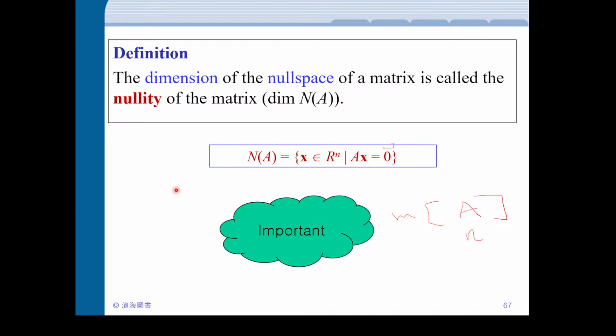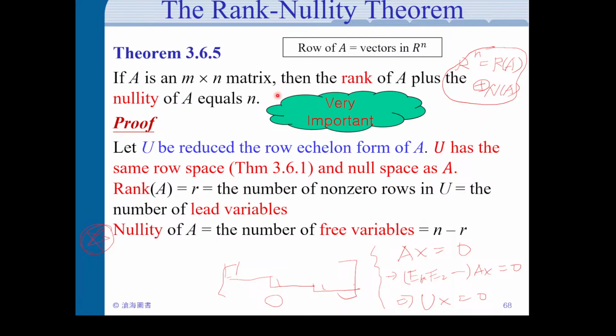Okay. And what's nice about nullity is now we can have a whole bunch of structure theorems. So we have some theorems that are less obvious than the previous theorems. First we have the rank-nullity theorem. It says that if you have this n by n matrix, then the rank of A plus the nullity of A equals n, the length of your row.